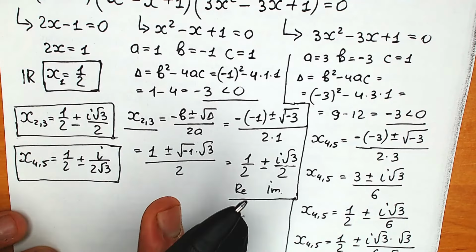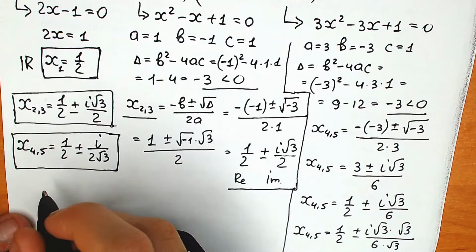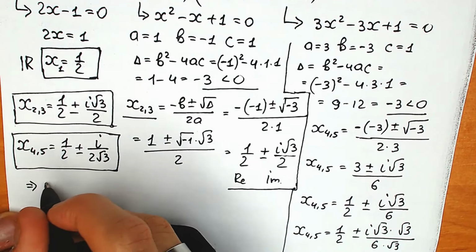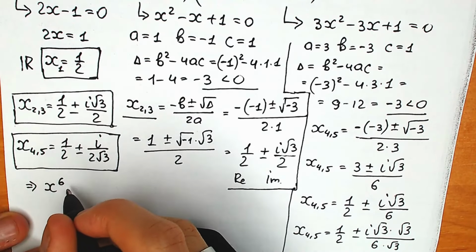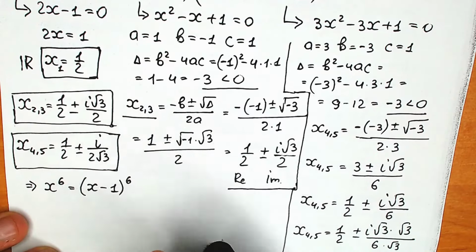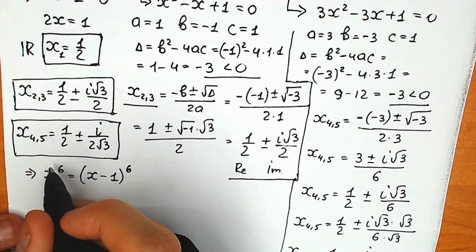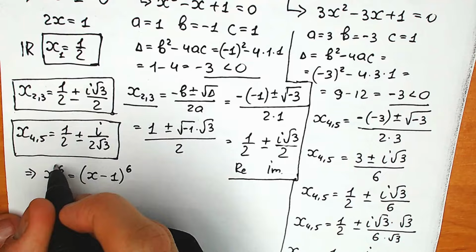But before checking this, I'm going to show you one really interesting and tricky move, because there are a lot of students who say, okay, we have x to the power 6. I'm going to write it. So x to the power 6 equals (x minus 1) to the power 6. To be honest, a lot of students say, okay, maybe we can cancel this 6 and this 6, and they cancel it.